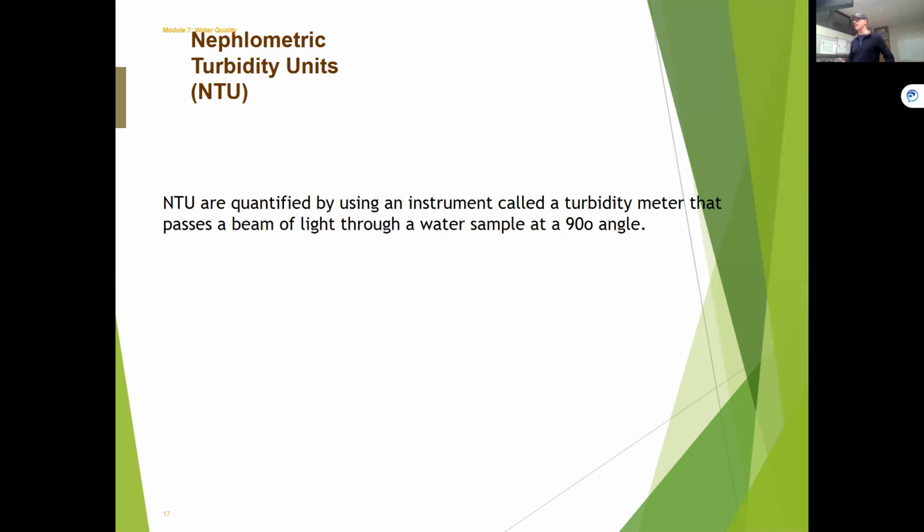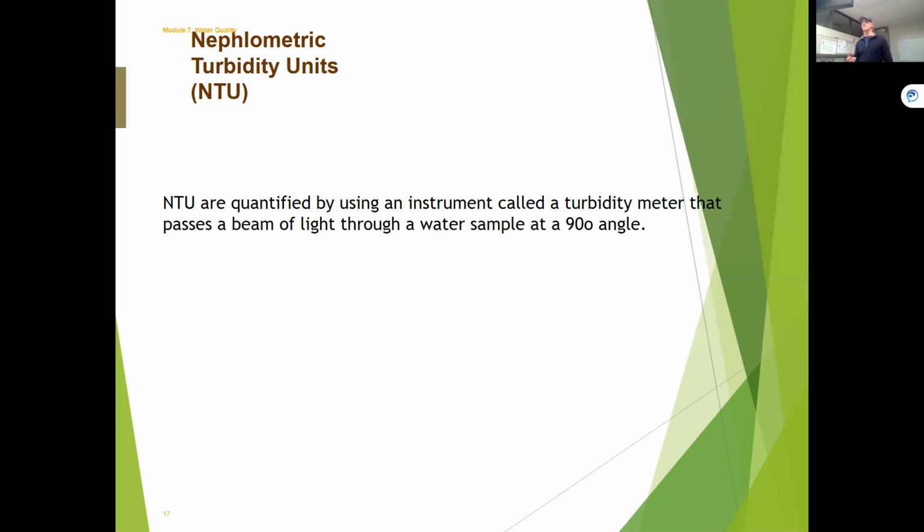Basically what they are is these are quantified using an instrument called a turbidimeter. And this turbidimeter passes a beam of light, and we're going to see that in a second, through a water sample at 90 degrees. And that's the important part: if you get a test question about measurement of turbidity, it's always done at 90 degrees. And we'll talk about that in a second.